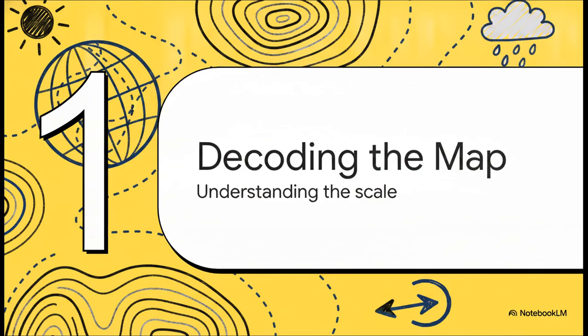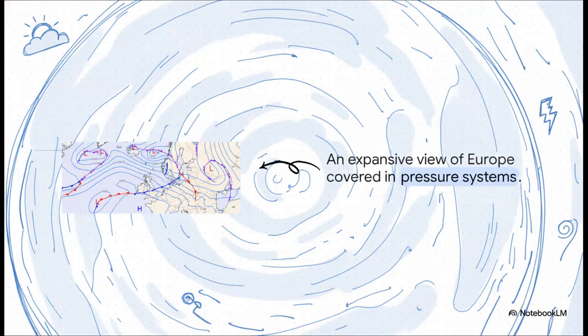All right, Section 1, Decoding the Map. Take a look at this. We've got this incredible, expansive view of Europe, totally covered in swirling weather systems that are just constantly in motion. This is the real deal, the kind of professional forecast issued by actual meteorological institutes.